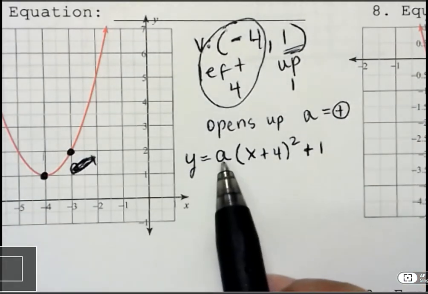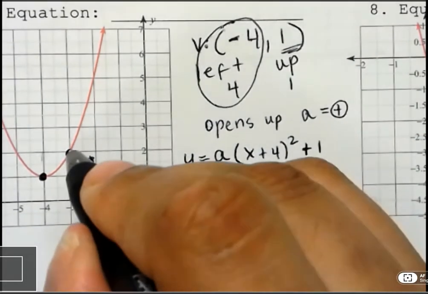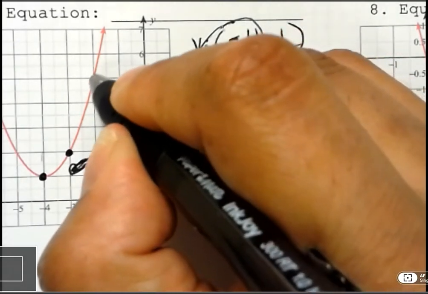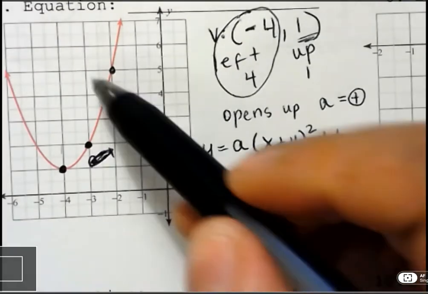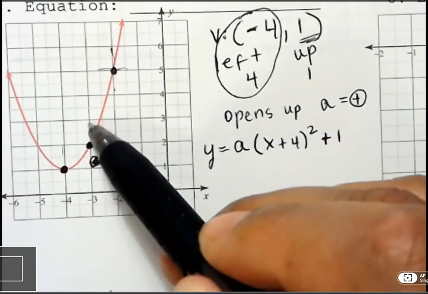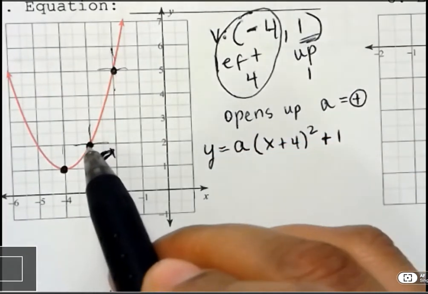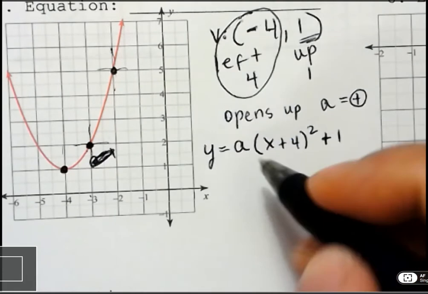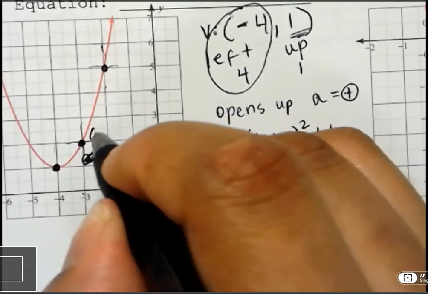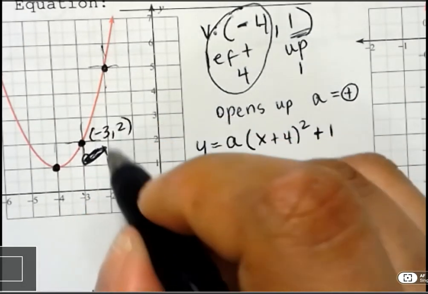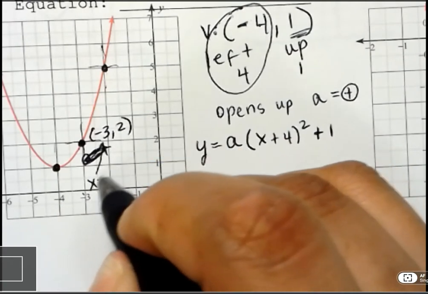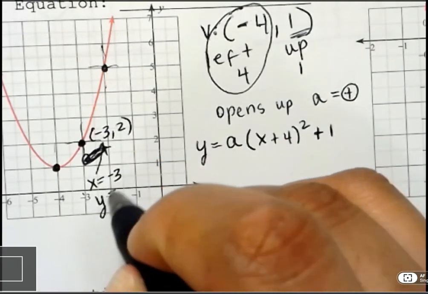Now we have to find A. So what you're going to do is you're going to pick this point or this point, whichever point you want to pick. But they have to be like a perfect intersection. So if I pick this one, that's negative 3, 2. So the point that I'm picking is negative 3, 2. That means x is negative 3 and y equals 2.